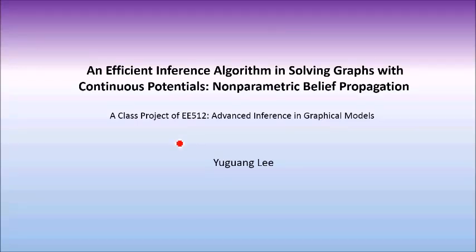Hi everyone, this is Yuguang from E department, and I'm presenting to you my class project of this graphical model class, which is about an efficient inference algorithm in solving graphs with continuous potential. So specifically, I'm going to work on non-parametric belief propagation.